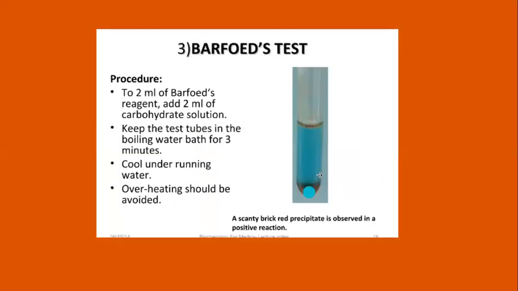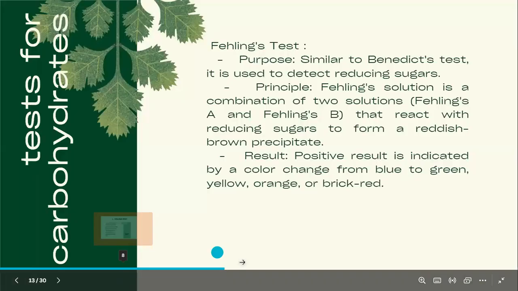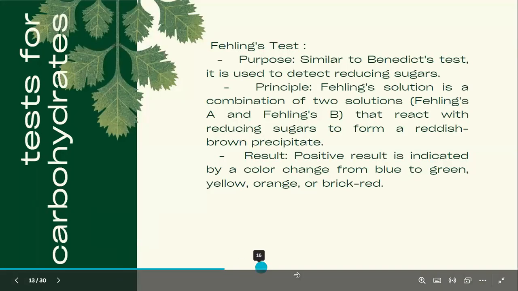Now here also, you can see there is a precipitate formation. So you see, Barfoed's test is for distinguishing between monosaccharides and disaccharides. Next is Fehling's test.